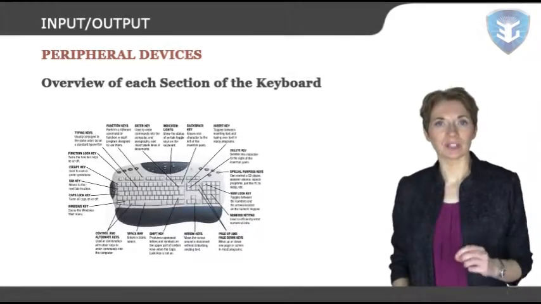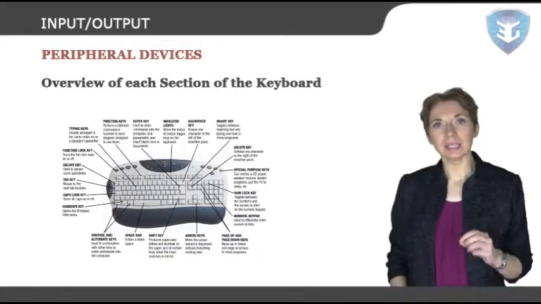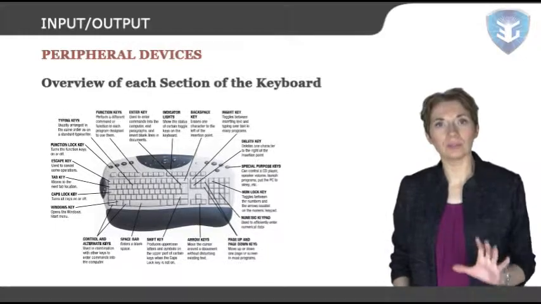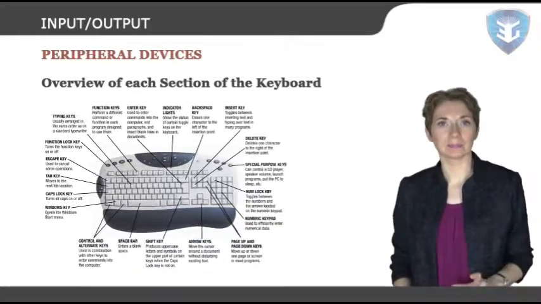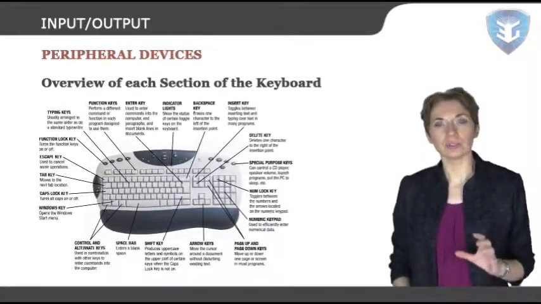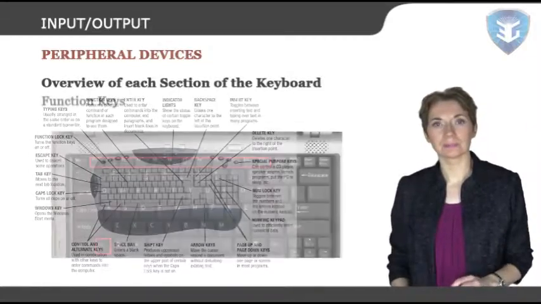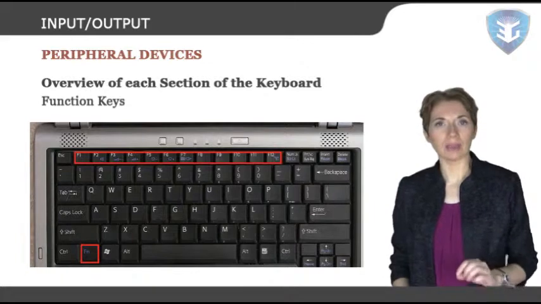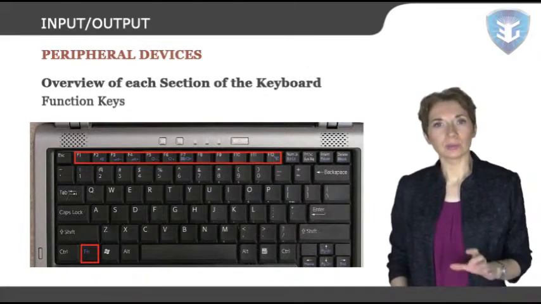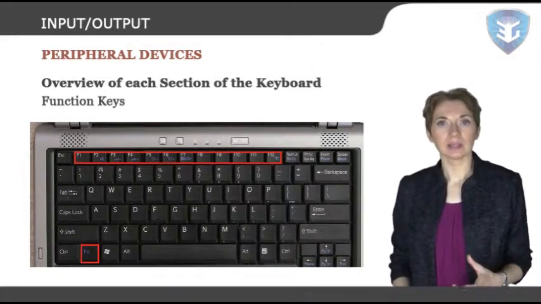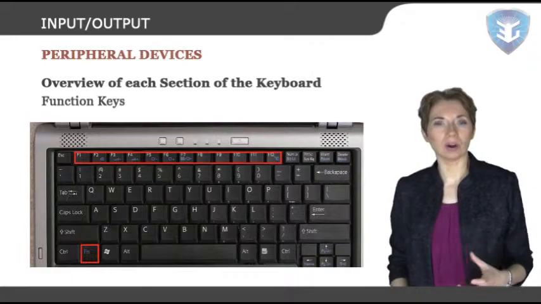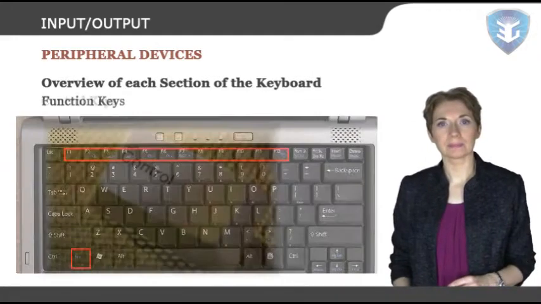Overview of each section of the keyboard. The keyboard is the primary portion of the keyboard that contains all alphanumeric and symbol keys. Today, most users use the QWERTY style keyboards. Function keys. The function keys, or F1 through F12 keys, are used in programs as shortcut keys to perform frequently performed tasks. For example, the F1 key is the key to open the online help for most programs.